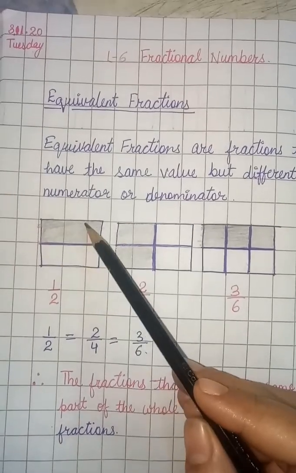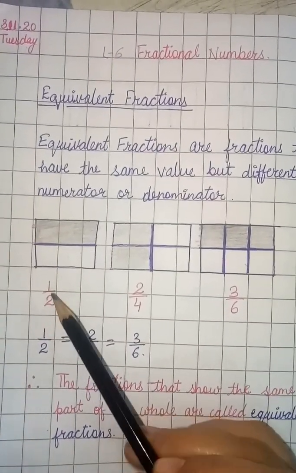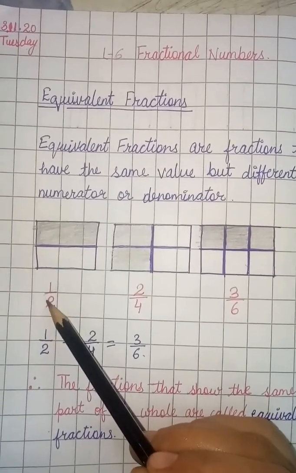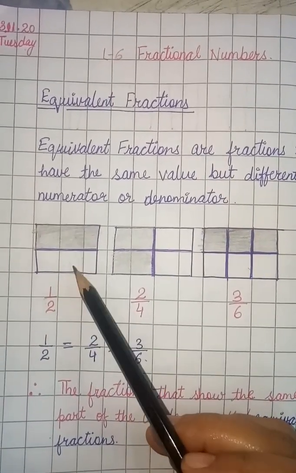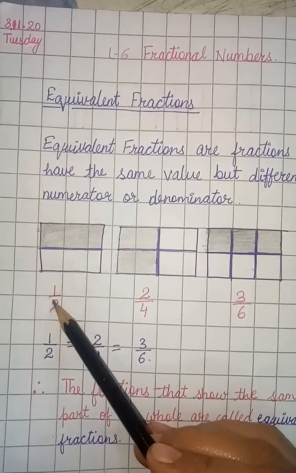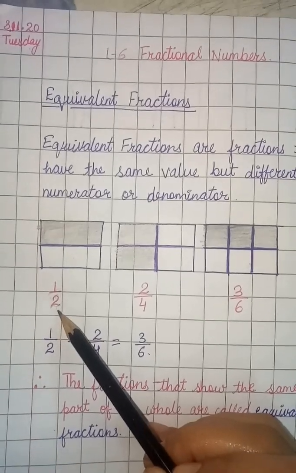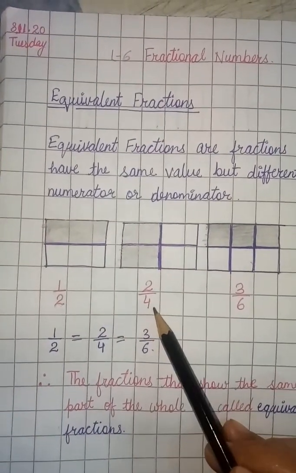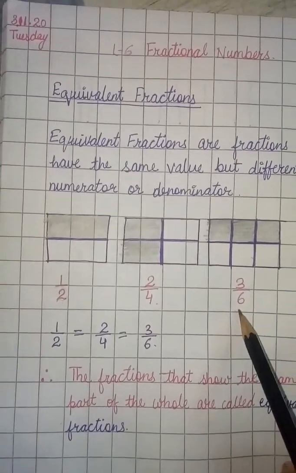So how will we write? कितने total boxes हैं? 2. So the base will be the total number, your total parts. Okay, it will always be like that. We have 2 parts here, so the denominator will be 2. Here we have 4 parts, so the denominator will be 4, and here we have 6 parts, so the denominator will be 6.